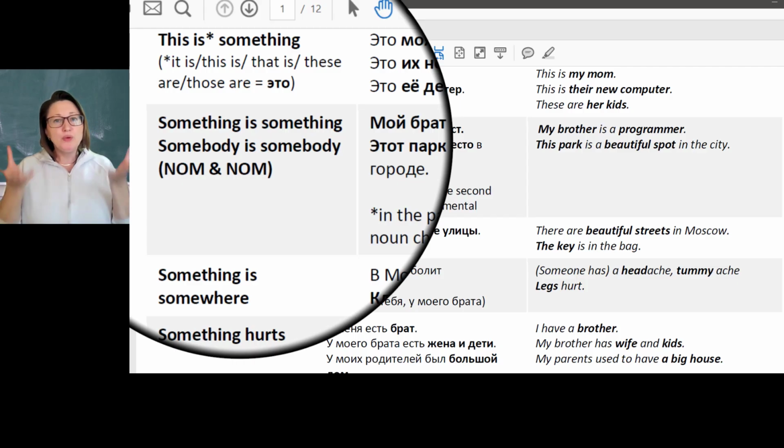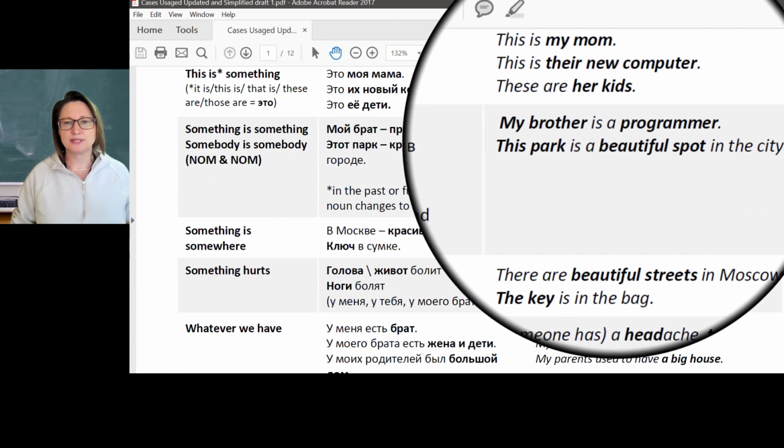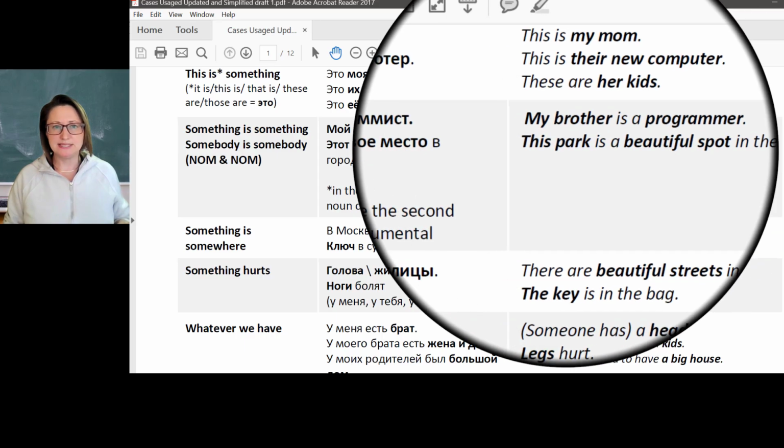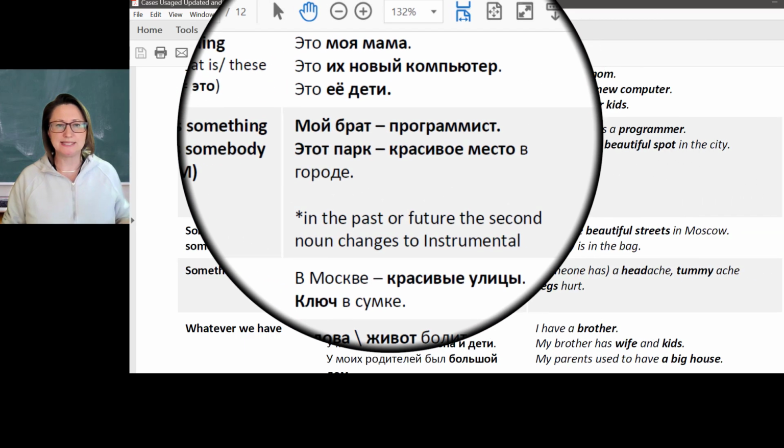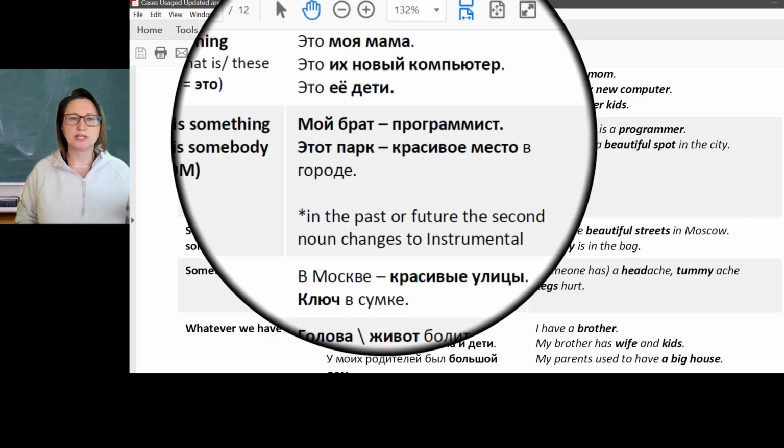While here we have two equal things connected by the verb to be in the present tense. So something is something, somebody is somebody. And both items describe the same person equally, and they're both nominatives. So here we have, my brother is a programmer, and this park is a beautiful spot in the city, or a beautiful place in the city. And here we have it in Russian. Мой брат – программист. Этот парк – красивое место в городе.